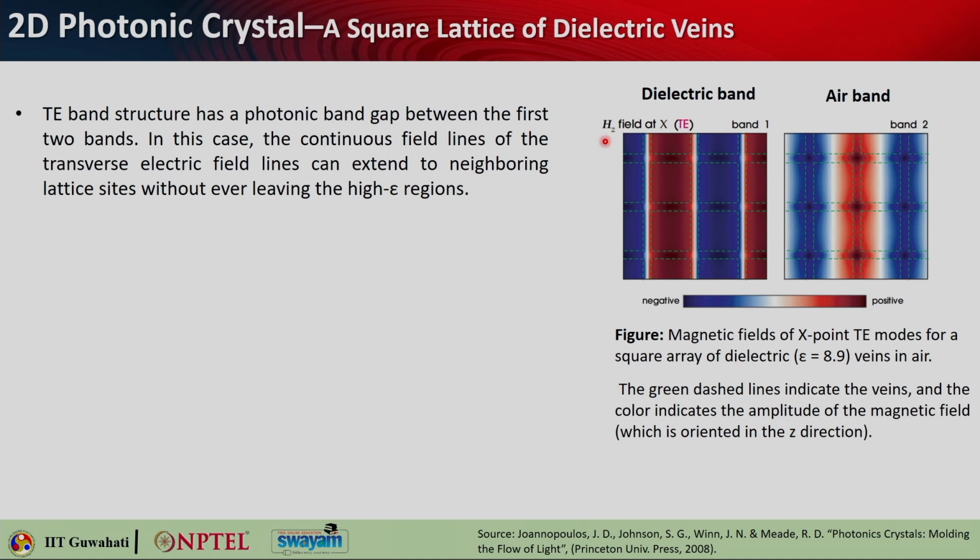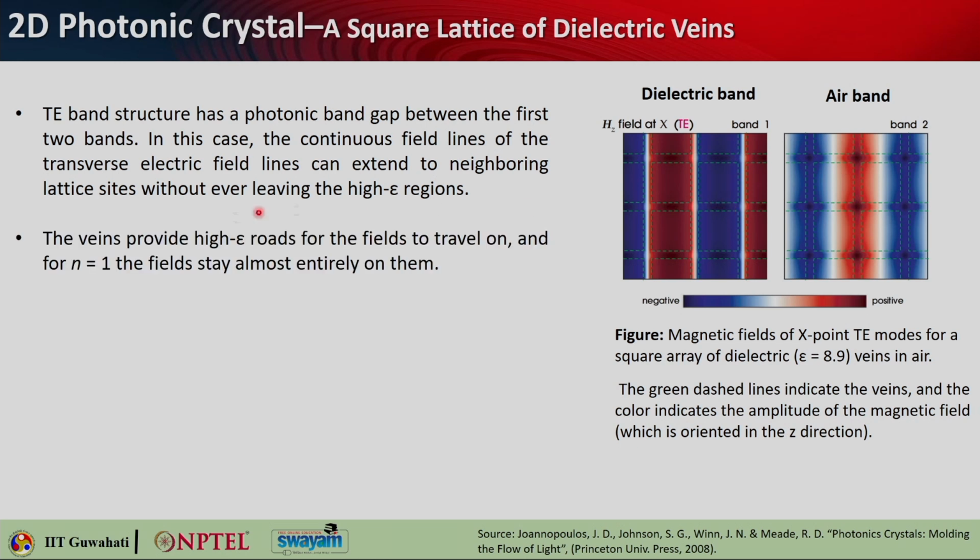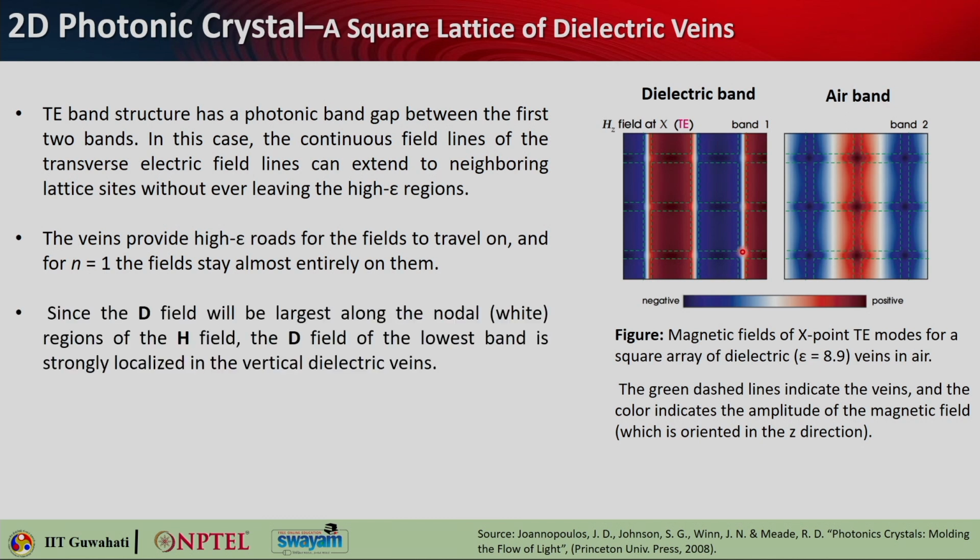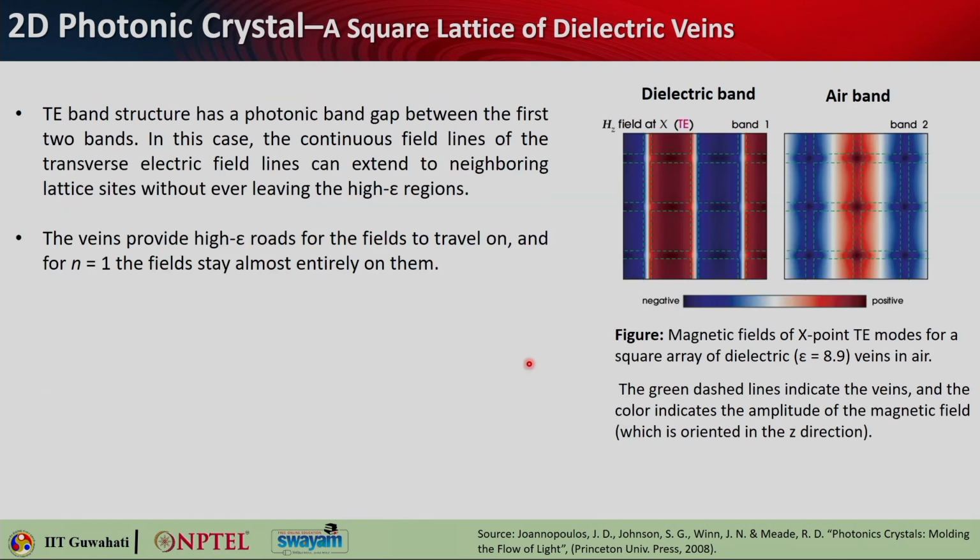The continuous field lines of the transverse electric fields can extend to neighboring lattice sites without ever leaving the high permittivity region. So, you can see that from the high permittivity region they are able to extend to the next lattice site. The veins provide high permittivity roads for the fields to travel, and for n equals 1 the field almost stays entirely on them. So, this is what we are able to see here, and since the D field will be the largest for the nodal cases, that is the white region, the D field of the lowest band is strongly localized in the vertical dielectric veins. That you can also see from here.